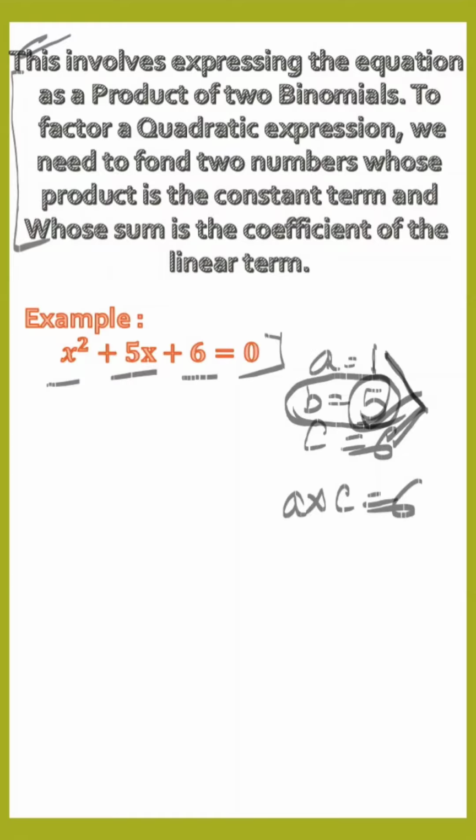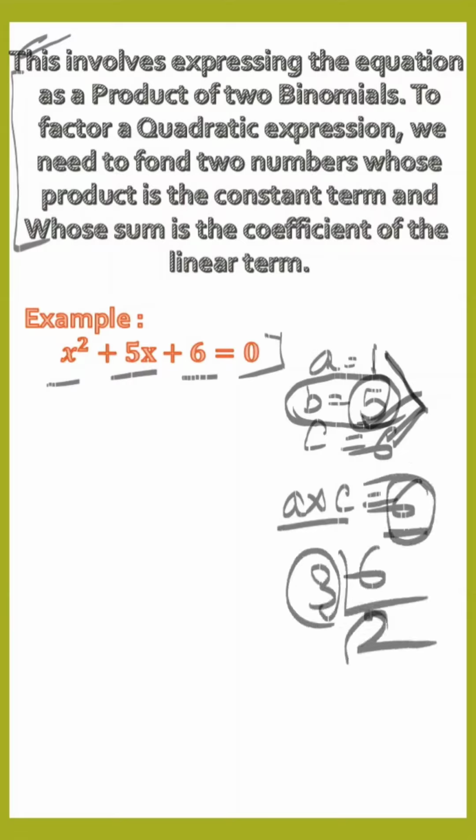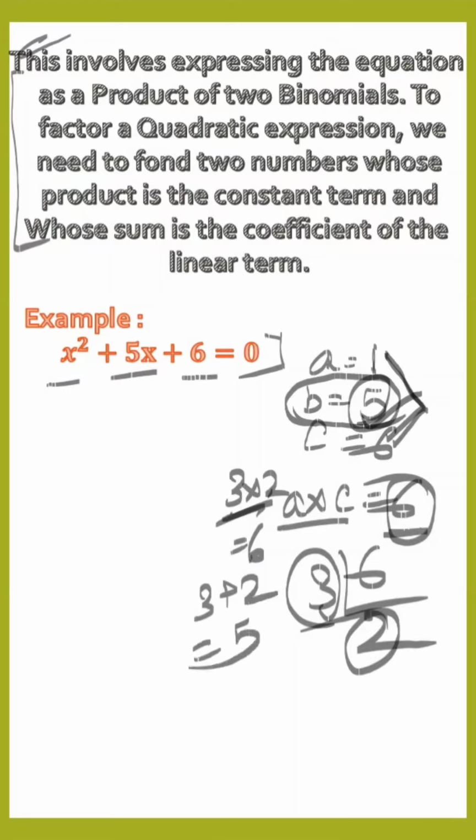So here a into c is equal to 6, so we have to get two numbers. Now if we factorize 6, we will get 3 into 2. 3 into 2 is equal to 6. Now the multiplication of 3 into 2 is 6, and if we add 3 plus 2 we get 5, right? So we can take these two numbers, 3 and 2.